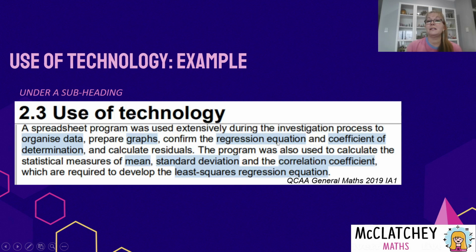It could also be done under the subheading of use of technology. This was part of the general math syllabus here. And they've talked about the purpose of the technology and they've used a spreadsheet program. So what is the technology and how did you use it, or why did you use it? What was the purpose?